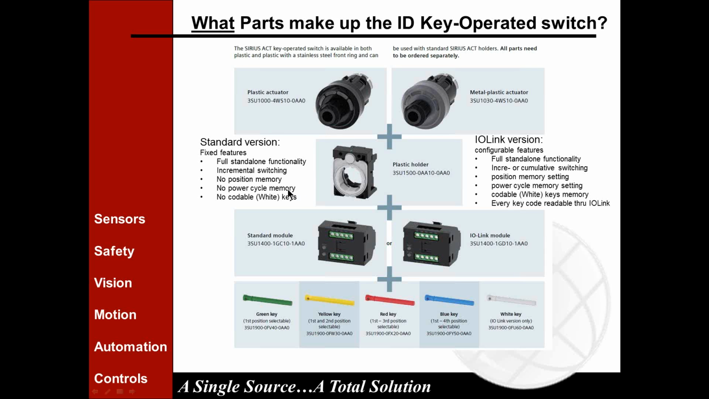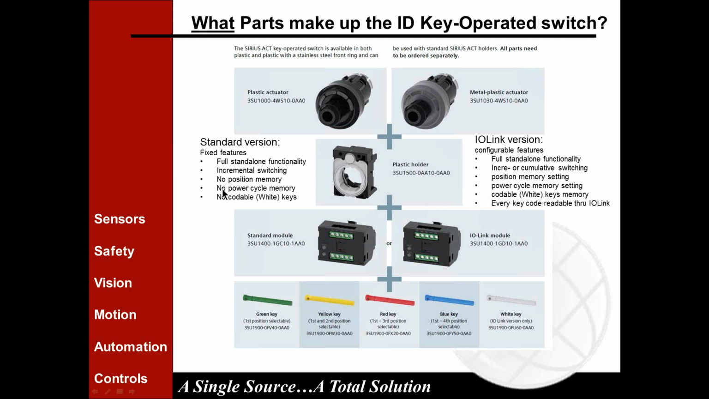Similarly, with the power cycle, if you cycle power on the standard version, when it comes back, it's in the off position. And in the IO Link version, you can select it to go back to what it was when the power went off in the first place. And again, if that meets your needs, it's a feature that's available, but it's a setting that would have to be set.